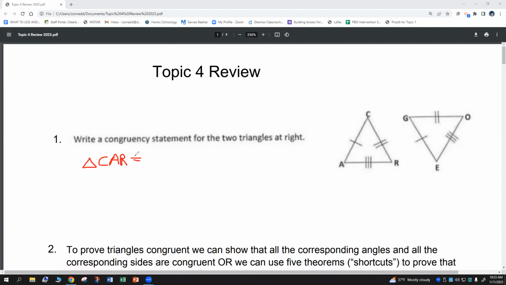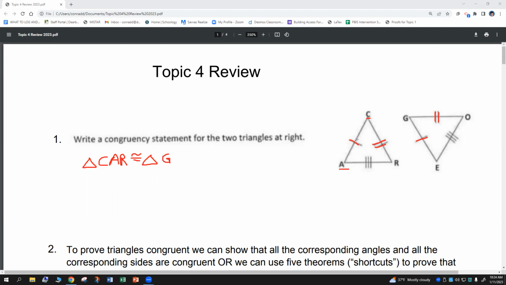Okay, and then we just have to match up the vertices of the second triangle with the ones on the first. So if I look here for C, I have one hash mark and then two hash marks. So the C is between the one hash mark and the two hash marks. If I look over here, between the one and the two is going to be the G. So C matches with G, so I'm going to start with G.